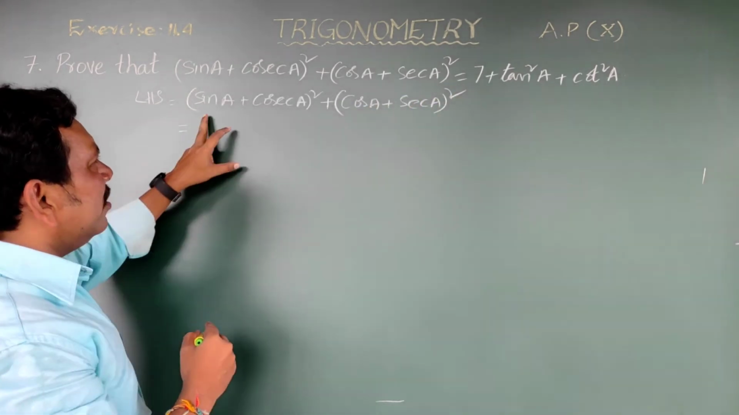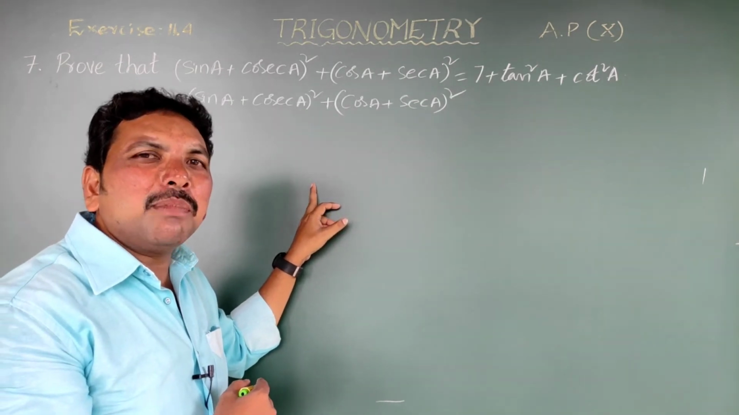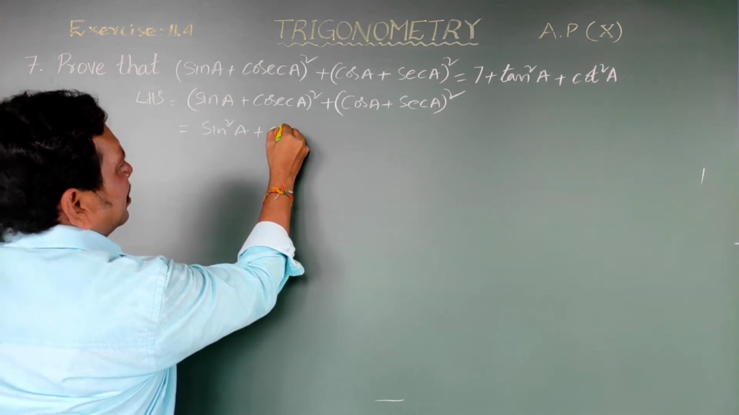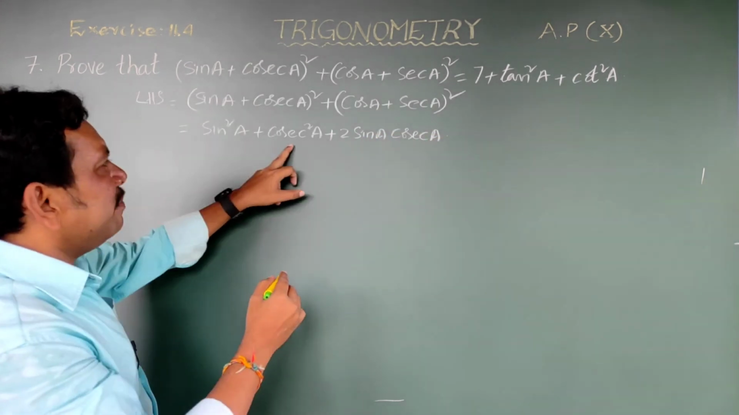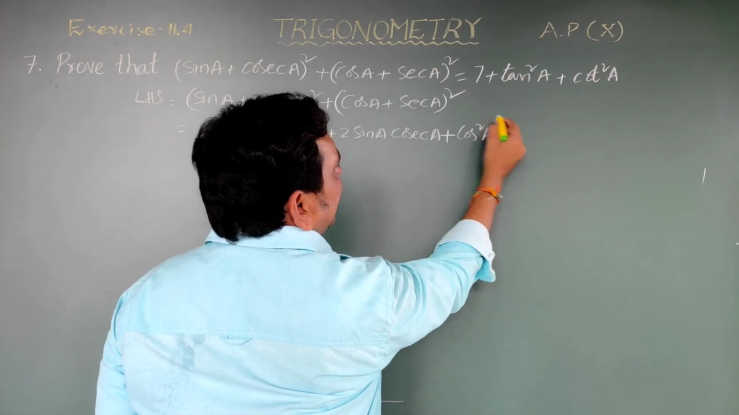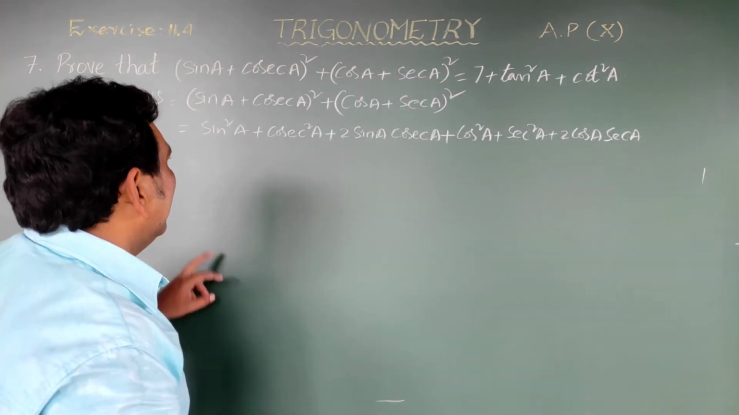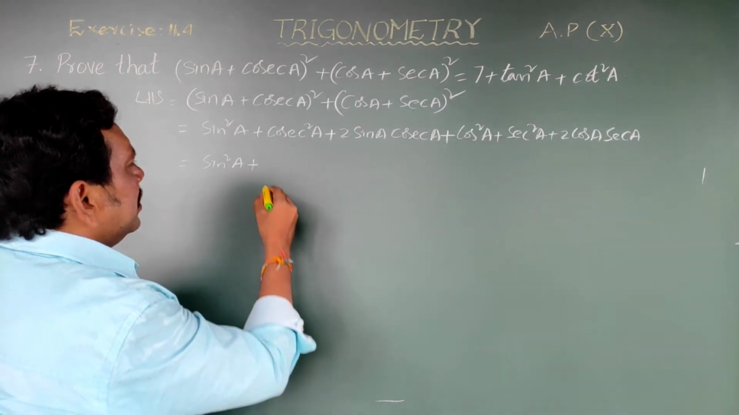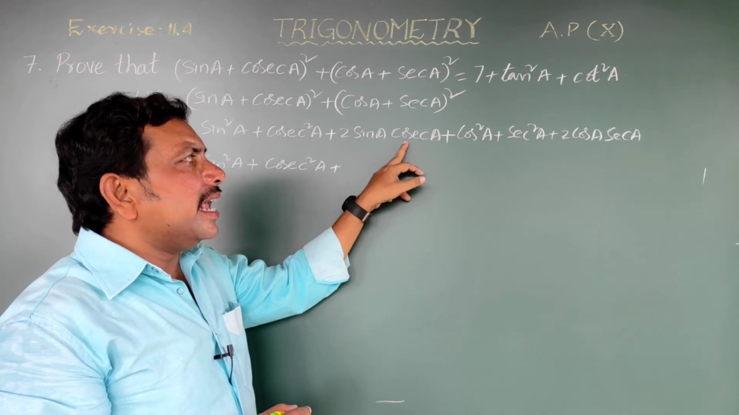Here whole square is there, and here also whole square is there. So it is in the form of (A plus B) whole square, which is A square plus B square plus 2AB. In the same way, this is sin square A plus cosecant square A plus 2 sin A cosecant A. Similarly, this is cos square A plus secant square A plus 2 cos A secant A.